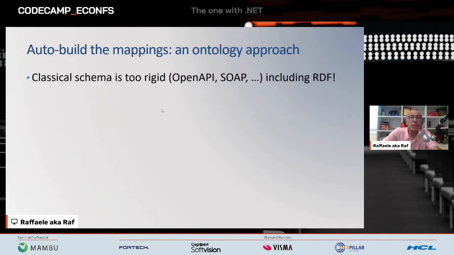So in order to auto-build the mappings, how can I know that a name must be mapped to something else? How do I know that a weight should be translated to load, for example? How can I deal with these mappings? The classical schema is too rigid. If we start from OpenAPI, we see the exact schema of the currently represented model, but we have no clue about the meaning, okay? And also with SOAP, it's the same.